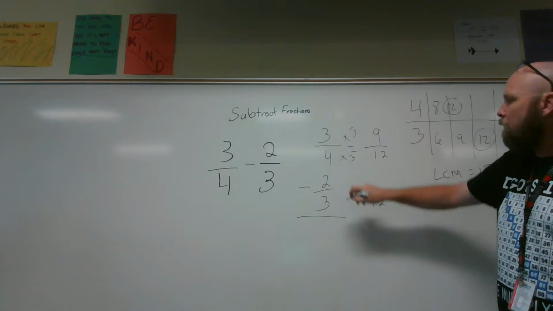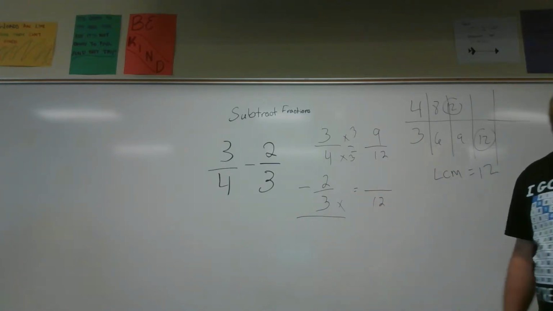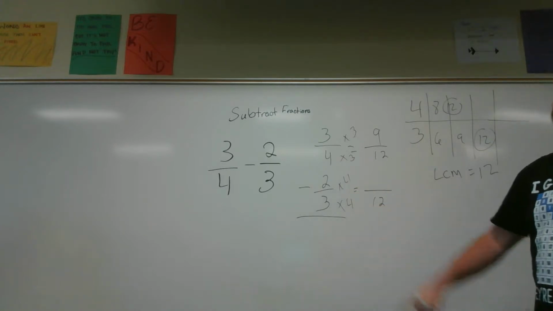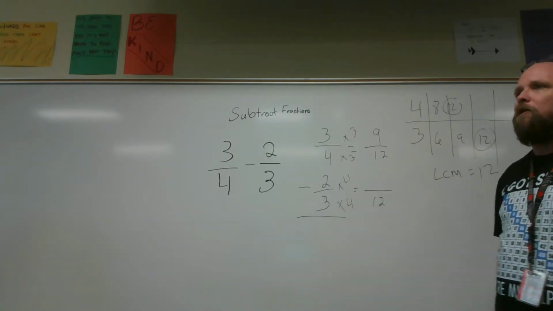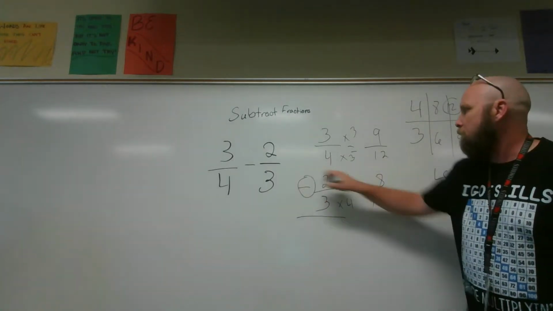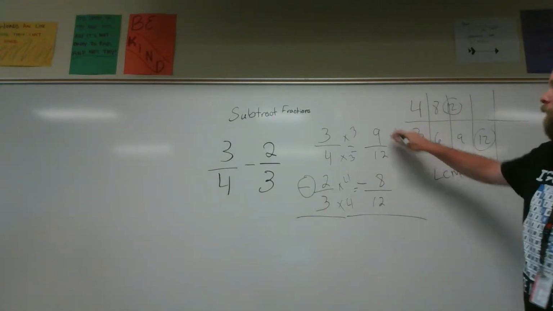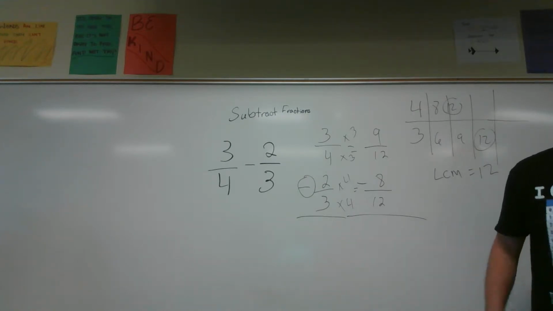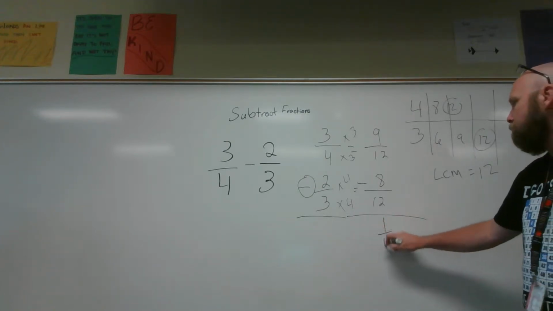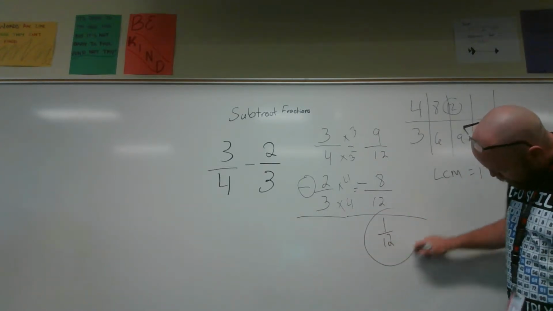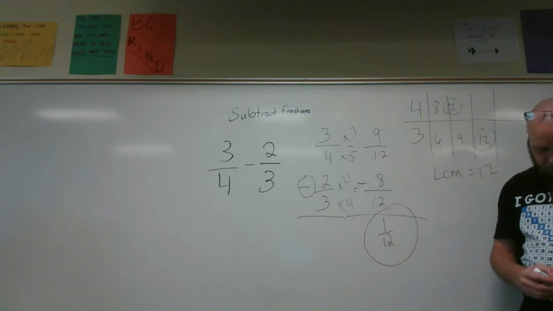9 twelfths. What do I multiply 3 by to get 12? 4. If I multiply my denominator by 4, I have to multiply my numerator by 4. My new numerator is? 8. I bring my sign over to make sure. 9 twelfths subtract 8 twelfths is what, not Kimberly? 1/12. Can you simplify 1/12? No, if it has a numerator of 1, it can't be simplified.